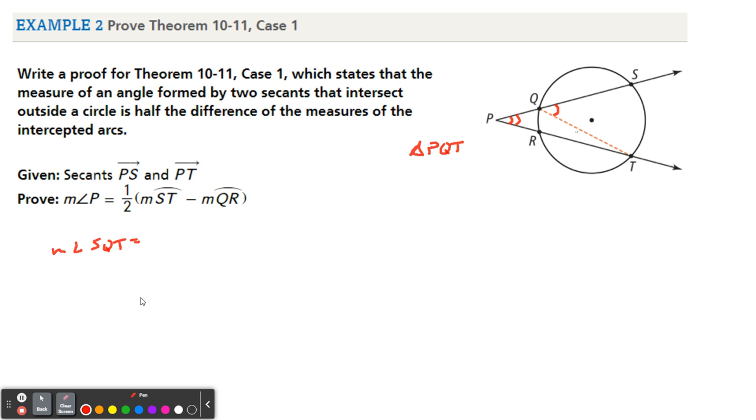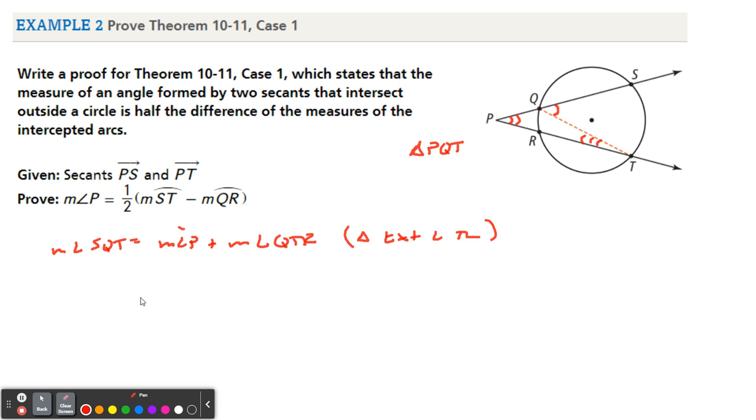So the measure of angle SQT is going to equal the sum of the two remote interior angles, which is angle P, the one we care about, and this angle here at T, QTP, or PTQ. So it equals the measure of angle P, which is what we care about, plus the measure of angle QTR. They did not go all the way to P. So again, this is the triangle exterior angle theorem. We used this in the previous video too.